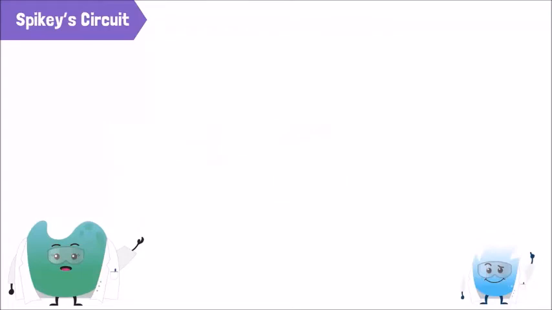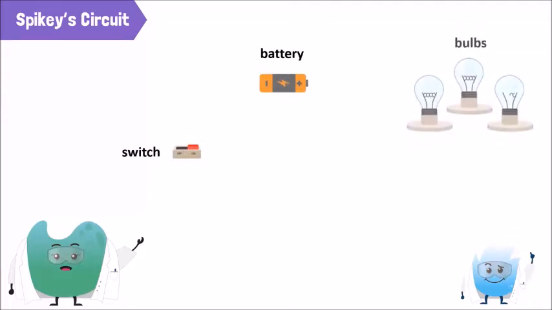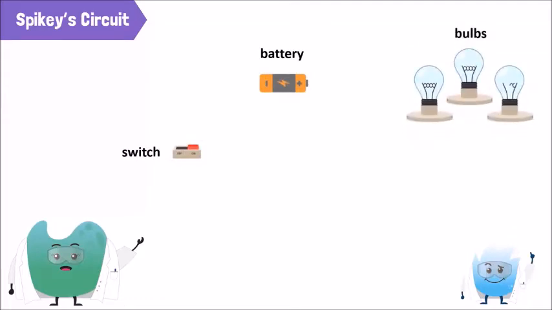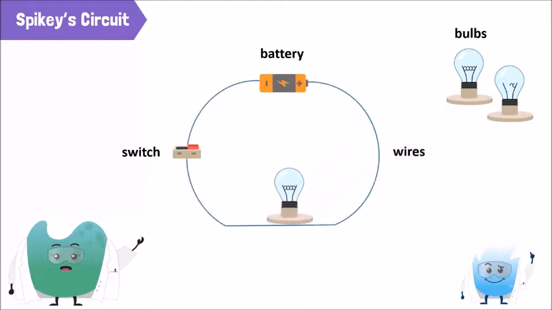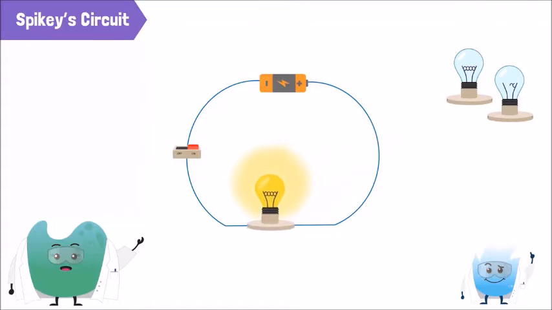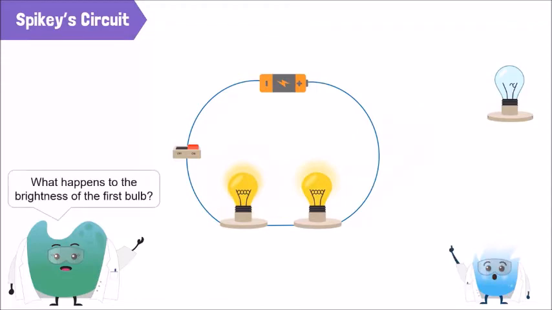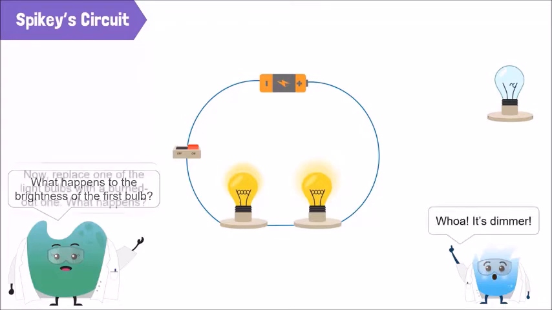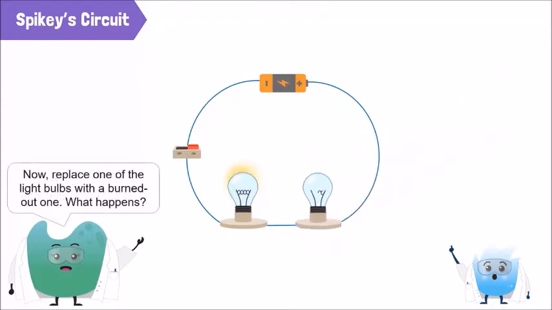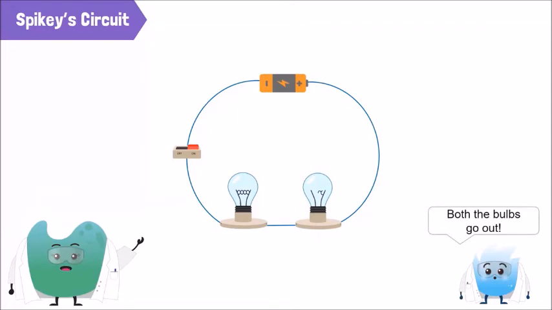Let's make Spikey's circuit first. We need a battery, a switch, 3 bulbs, 2 that work and 1 that's burned out, and connecting wires. Let's set up the circuit. Now, let's add another bulb right next to the first one. What happens to the brightness of the first bulb? Whoa, it's dimmer. Exactly. Now replace one of the light bulbs with a burned out one. What happens? Both the bulbs go out.